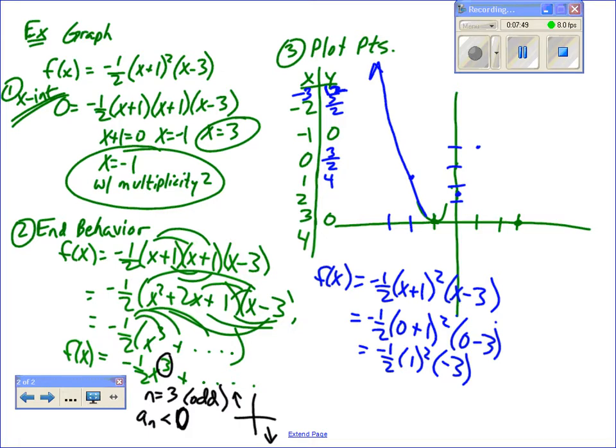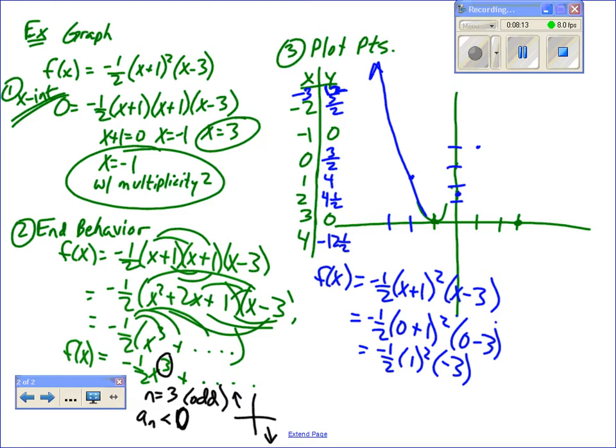Okay. Plug in the 2, and you're going to end up with, looks like that's going to be 4.5. Okay. Plug in 4, you're going to end up with -12.5, -12.5. Okay, I kind of cheated on those and just looked at the calculator, but I'll show you the calculator in a minute.